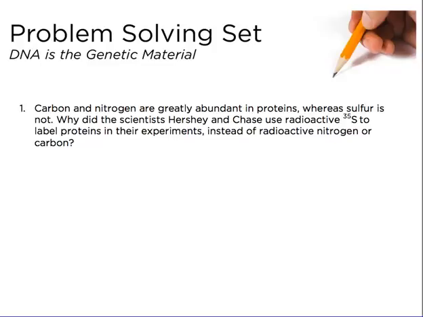Remember that Hershey and Chase wanted to distinguish between protein and nucleic acid, or DNA, and they wanted to distinguish between the two to see what was actually the genetic material, because they knew that chromosomes were half protein and half DNA, and they didn't know which one actually held the genetic material. So let's go over what they used.